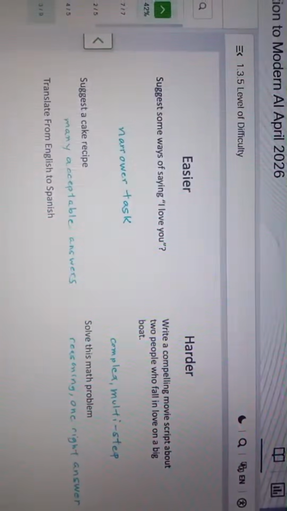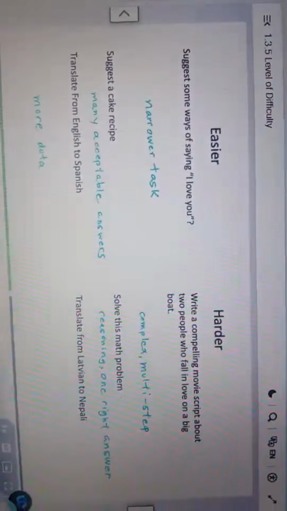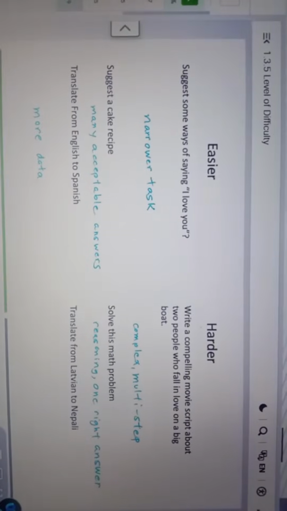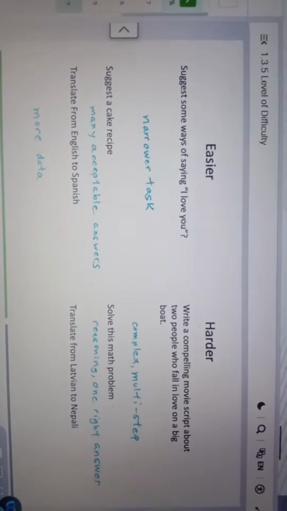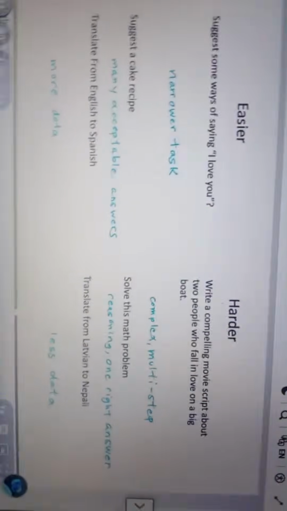Let's compare these next two. You can ask a chatbot to translate from English to Spanish, or you can ask it to translate from Latvian to Nepali. For the first task, the large language model probably had more access to text data in English and Spanish, and also text that included both English and Spanish together, such as a tourism website. In comparison, the large language model probably had less training data related to Latvian and Nepali compared to English and Spanish.